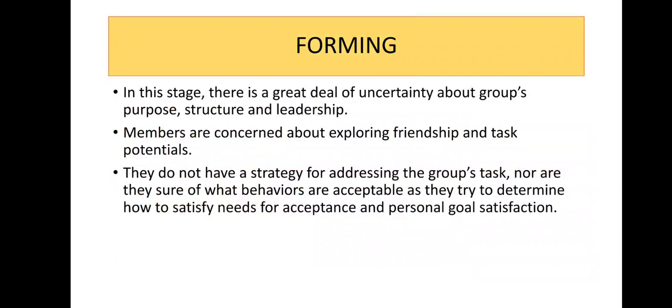So, the first one, forming. In this stage, there is a great deal of uncertainty about the group's purpose, structure, and leadership. Members are concerned about exploring friendship and task potential. Forming is a stage where all the members of the group will be struggling to know each other. They'll be having lots of doubt, exploring their friendship, and looking for the task potential. What is the potential of each and every individual? Which type of task will be suitable for that particular individual or all the members of the group?